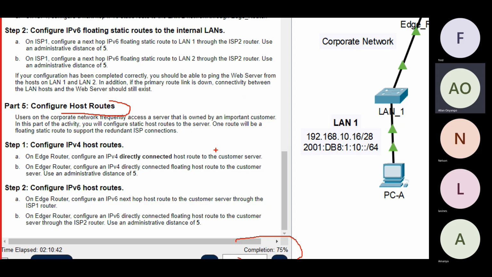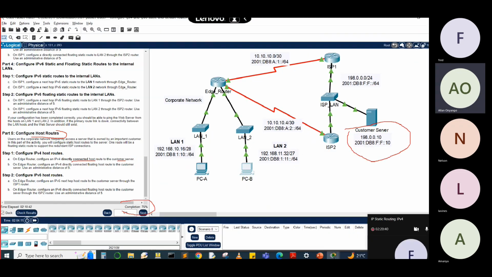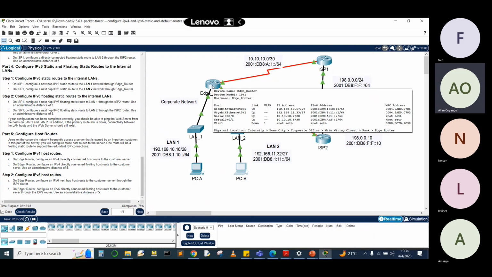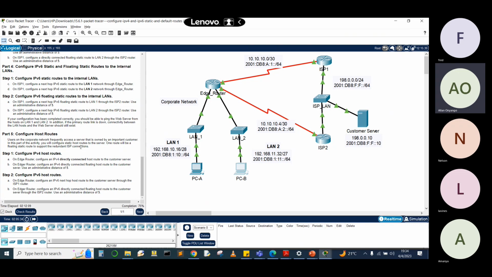Very good. So what are we doing, guys? On the edge router, we are told in step 1, we need to configure a directly connected host route to the customer server. So where is the edge router? Here is the edge router. So we're going to need to configure a directly connected host route to the server here.